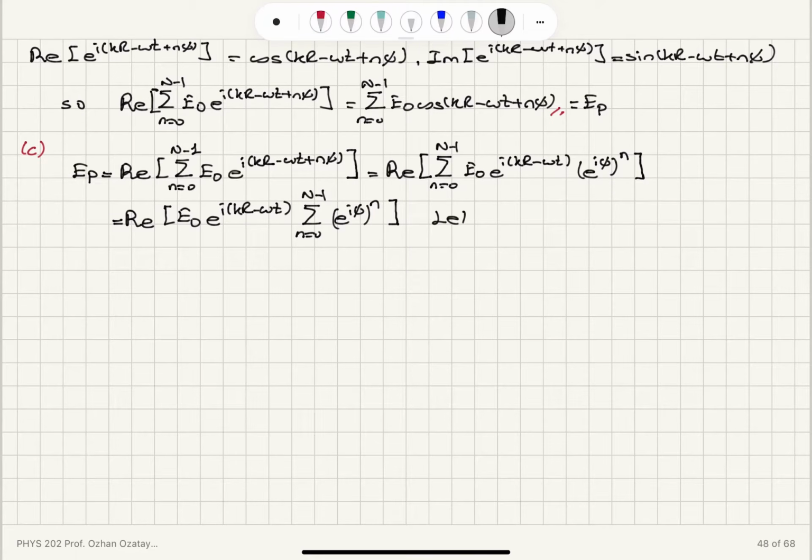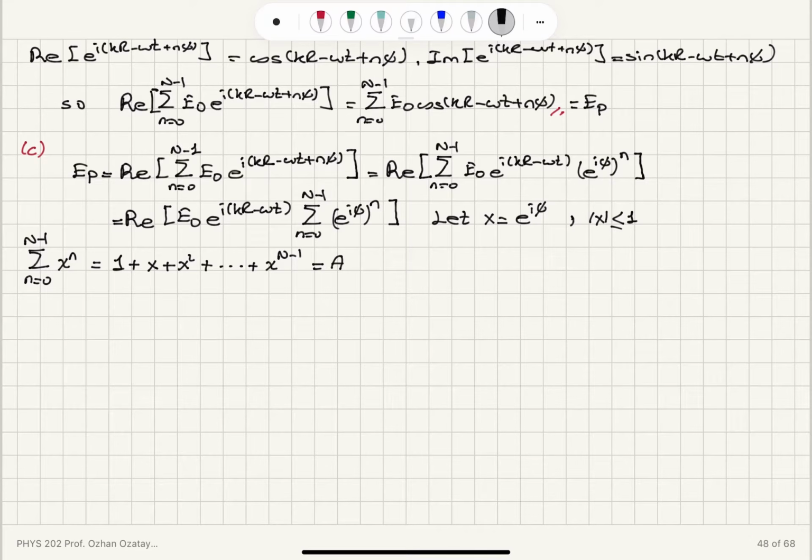And now let's call e to the i phi x. And note that the magnitude of x is less than or equal to 1. Now if I have the summation from n equals 0 to capital N minus 1 of x to the power n, n equals 0 gives me 1, n equals 1 gives me x, then x squared, all the way up to x to the power capital N minus 1. I will call the result of this summation a.